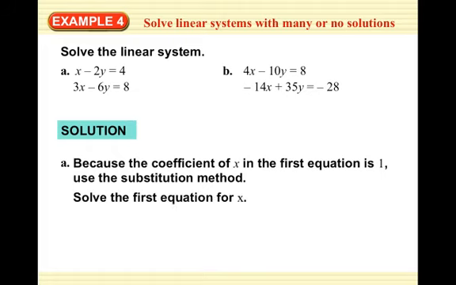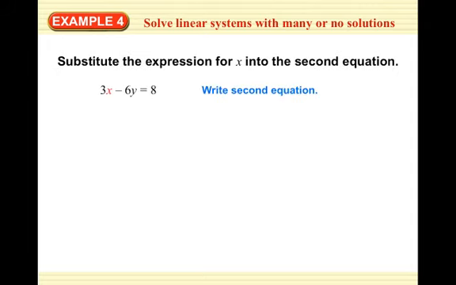So what we would do is solve the first equation for x by adding 2y to both sides. Okay, write down that first equation, x minus 2y equals 4. Solve for x by adding 2y to both sides. And so you'll have x equals 2y plus 4. Now you're going to write the second equation. You've got 3x minus 6y equals 8. Okay, so now we can substitute that expression for x into this equation.